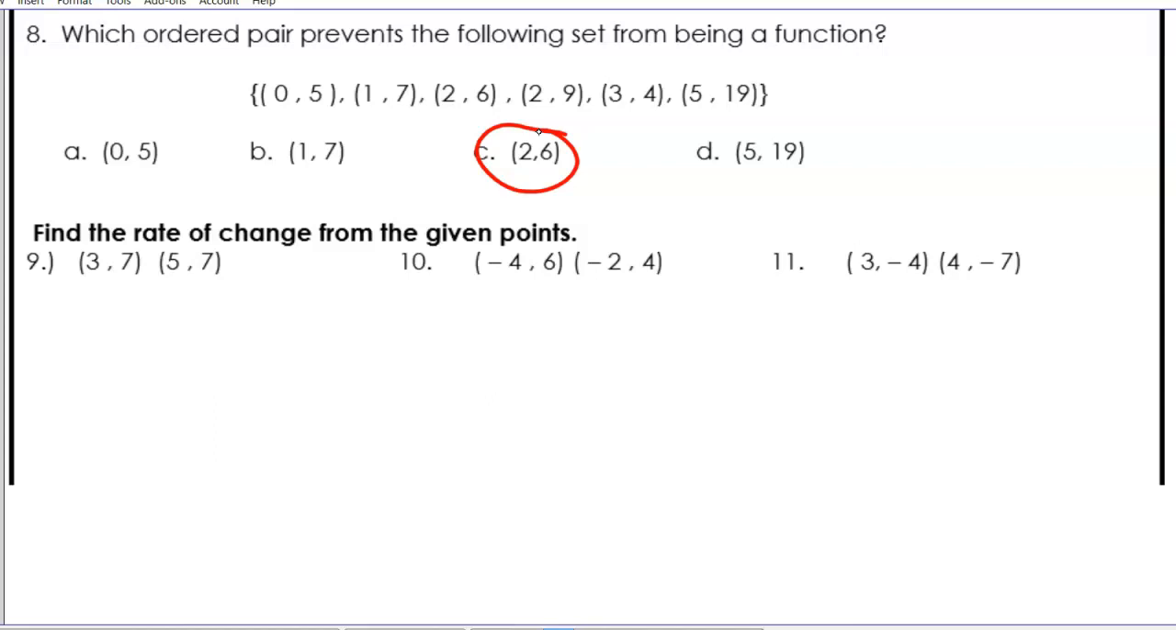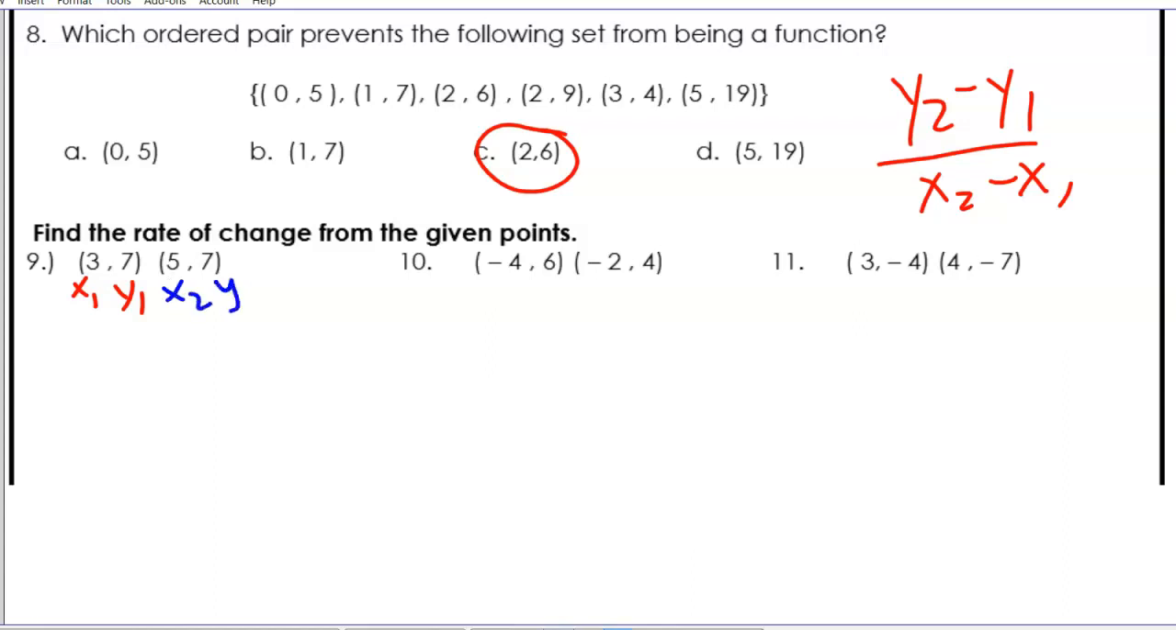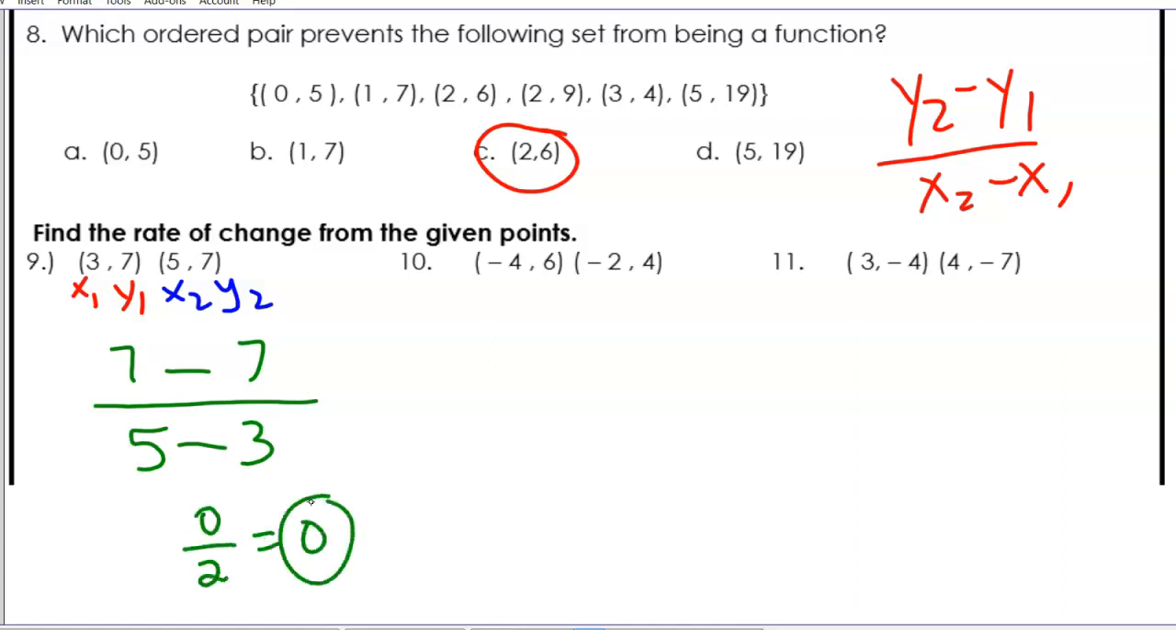Okay, now we're going to find a rate of change for the next 3 questions. This is the formula you should be using. You should know that this is the first point, and that this is the second point. And that they always start with a giant subtraction fraction, and then place your numbers in the right order and in the correct positions. So in this case, we're going to get 0 over 2, also known as 0.